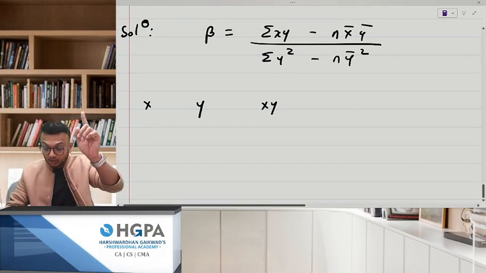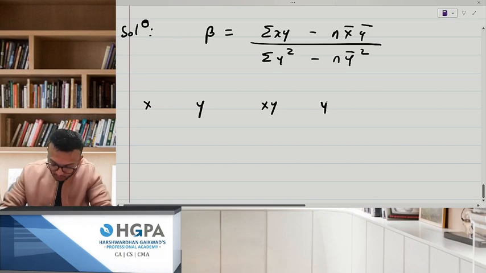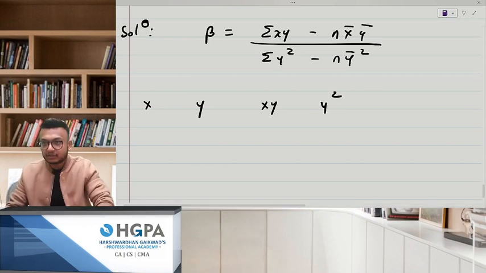Tell me one more thing. What other column do I need? I need y square also. Do I need more columns? Do I need an n bar column? Do I need an x bar column? No. They have not asked for that. They have asked for the summation. Is it making sense?